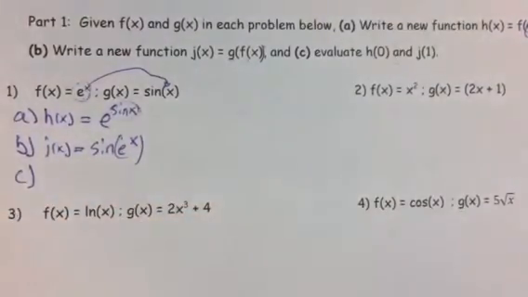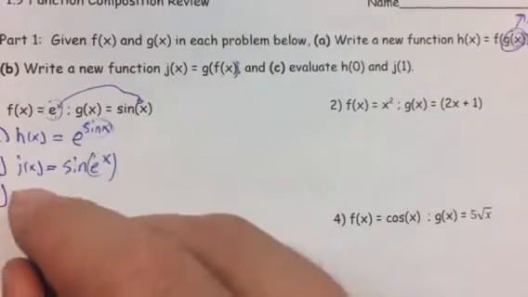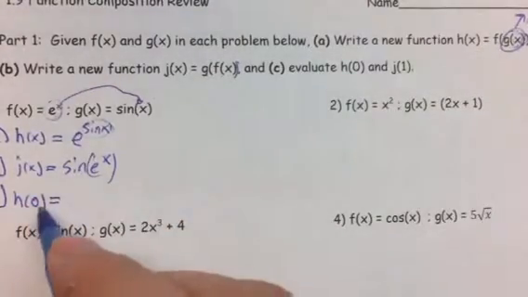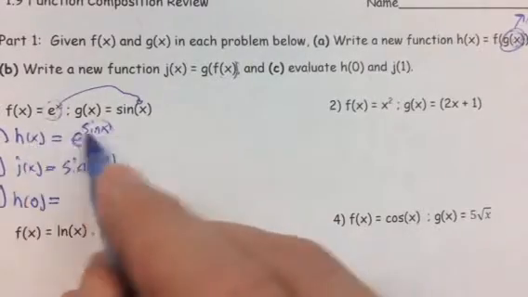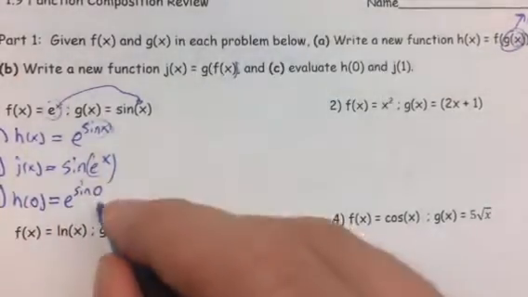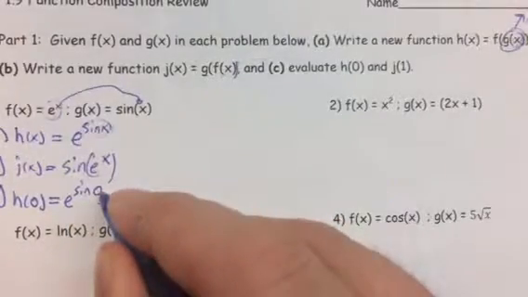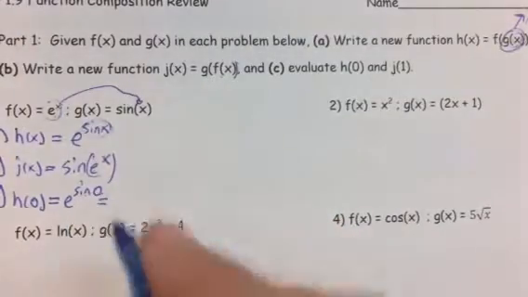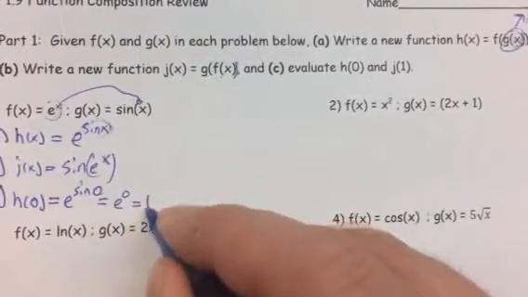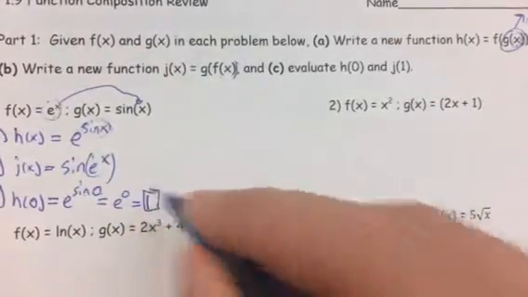And C, it says to evaluate h of 0 and j of 1. h of 0 means we plug in 0 for x, so it'll be e to the sine of 0. Sine of 0 is the first thing to do. Sine of 0 is 0, and so it's e to the 0, which is 1. So h of 0 equals 1.